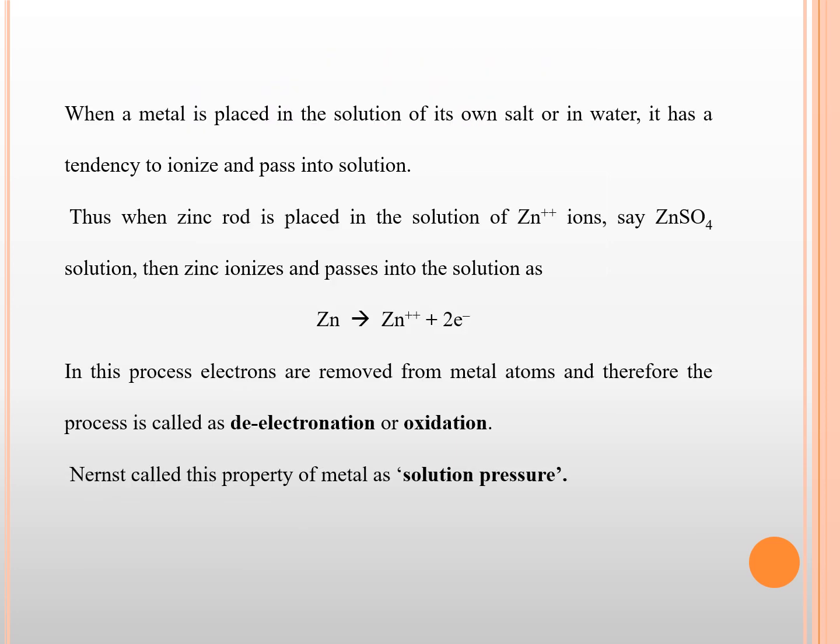When a metal is placed in the solution of its own salt or in water, it has a tendency to ionize and pass into the solution. Thus, when a zinc rod is placed in the solution of Zn2+ ions, say zinc sulfate solution, then zinc ionizes and passes into the solution as Zn2+ ions plus 2 electrons. In this process, the electrons are removed from the metal atoms, and therefore the process is called de-electronation or oxidation. Nernst called this property of metal as solution pressure.